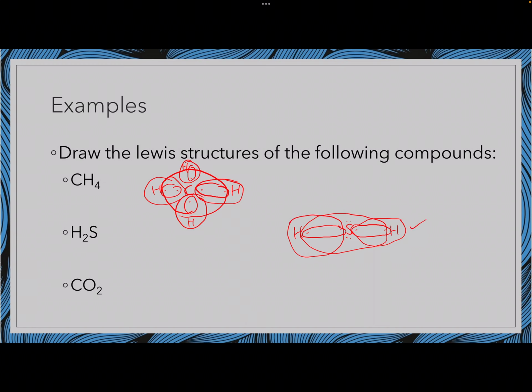And lastly, CO2. So if we have CO2, we have 4 around that one, 6 around that one. Okay. So if we form a bond over here and one over here, we check around each atom. So that one's got 7, that oxygen's got 7, and the carbon has 6. So it's not enough.